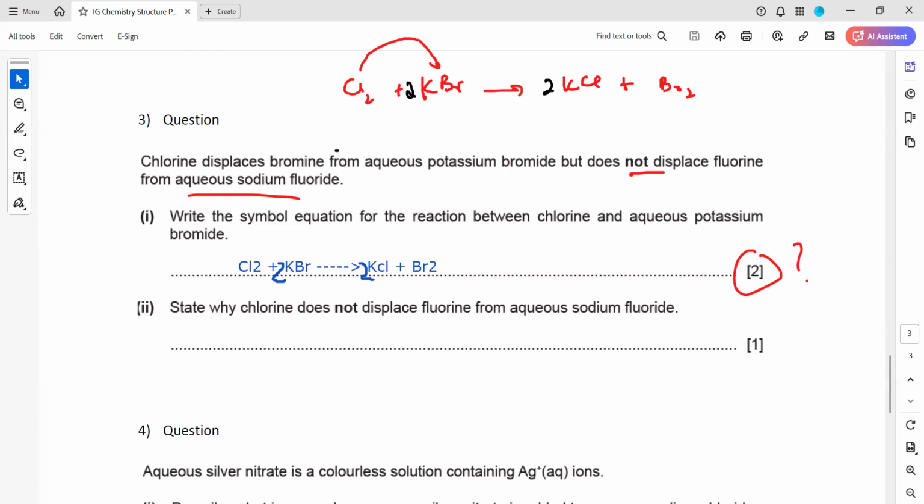Sir, I'm just asking in general, what would be the state of the bromine? This bromine is called aqueous bromine. It is dissolved in water. This is aqueous, and chlorine was bubbled, so it was a gas.